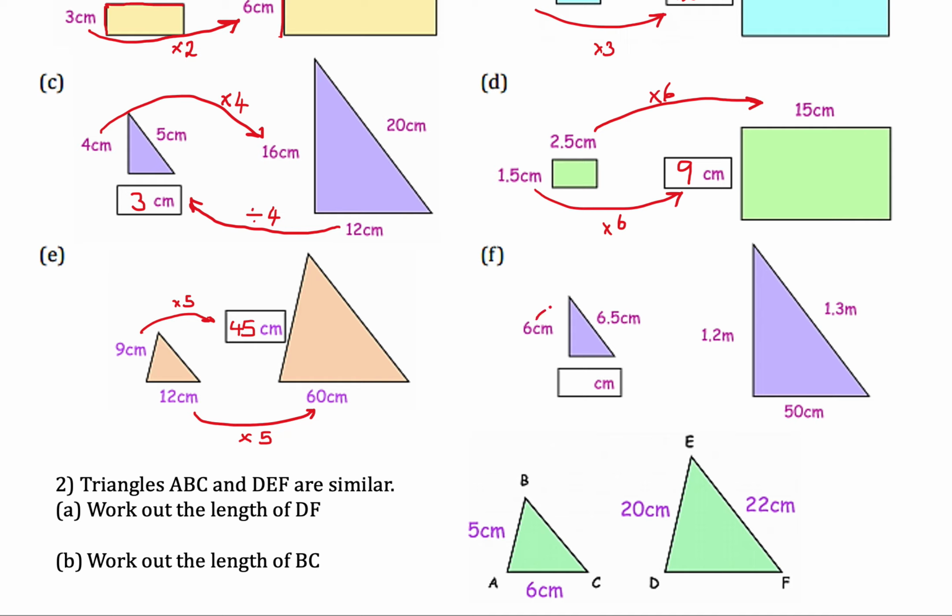So we've gone from 6 centimetres to 1.2 metres here. You've got to be careful. So that would be 120 centimetres. How many 6's go into 120? Well, if I double 6, I would get 12. Then I'd have to times by 10 to get 120. So I've times by 20. So I want to divide this by 20.